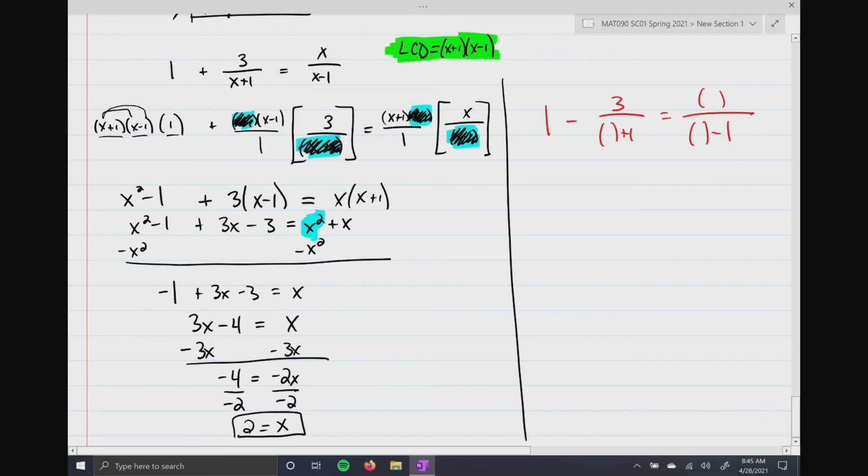Excuse me. And then you substitute in what you got. So wherever I see parentheses, I'm going to substitute in the 2. And I'm just going to simplify. So on the left-hand side, I get 1 minus 3 over 2 plus 1. Well, 1 minus 3 over 3 is 1 minus 1, which is 0. Equals.